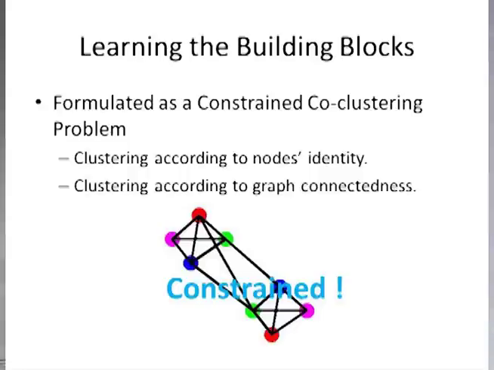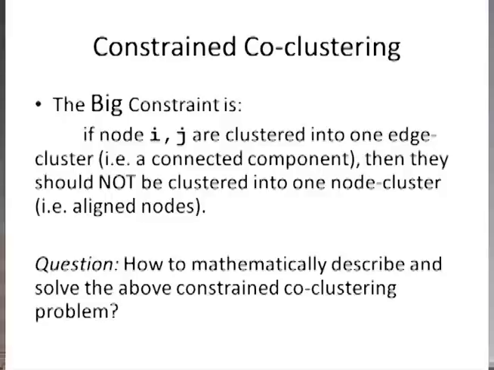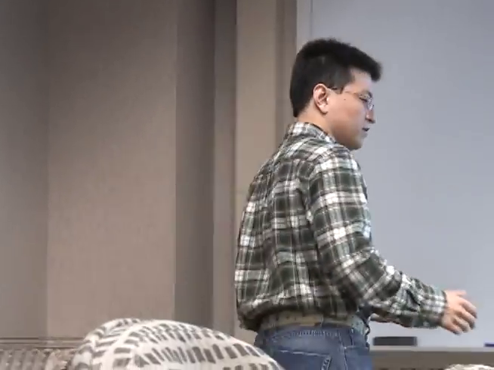So then I need to state the constraint. If you look at this structure, I see these 2 red nodes are aligned in one node cluster. Then I hope them not to be within the same edge cluster or within the same subgraph. Why? Because in the end, when you want to learn these building blocks, you have a lot of building blocks.